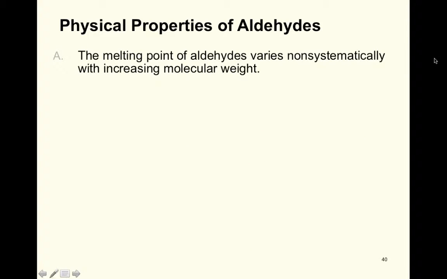Physical properties of aldehydes. The melting point of aldehydes varies non-systematically with increasing molecular weight. So this is actually something unusual. Typically, if a compound weighs more, its melting point is higher, and it increases systematically. Well, this is unusual. The melting point of an aldehyde varies non-systematically. So this means I can't predict only on molecular weight if one aldehyde will have a higher melting point than another aldehyde. I can't predict that. It's non-systematic.